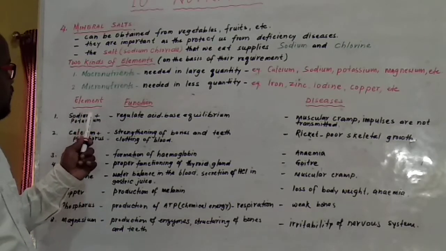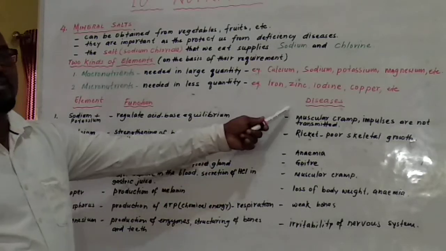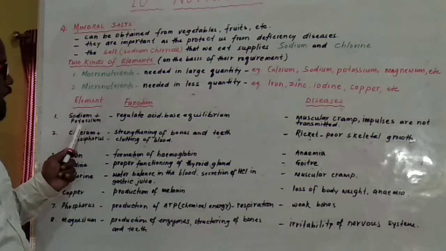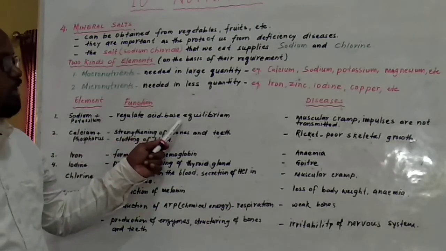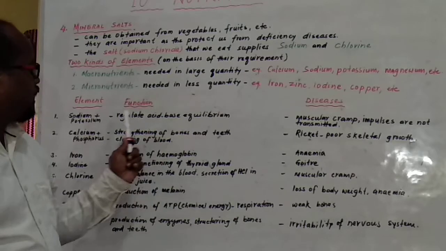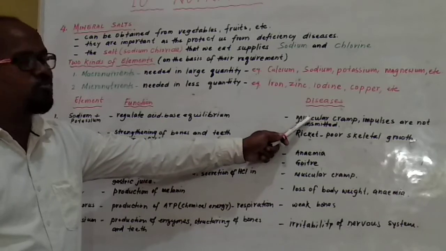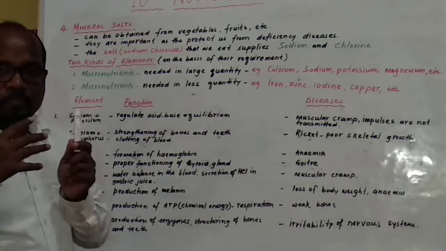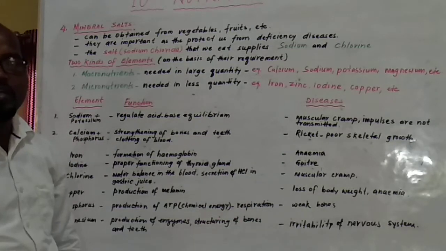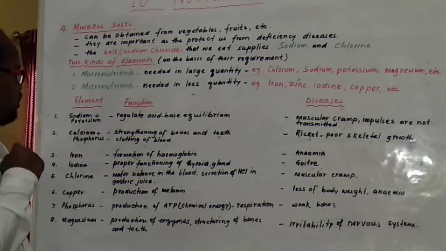Let's see now some important elements, their functions and what diseases they cause. I have written here sodium and potassium. They regulate acid-base equilibrium in our body, in the blood. In their absence, the lack of sodium and potassium, what do they cause? Muscular cramps, and the message that flows through the nerve fibers cannot be transmitted if they are lacking in our diet. That's why we need to take them.